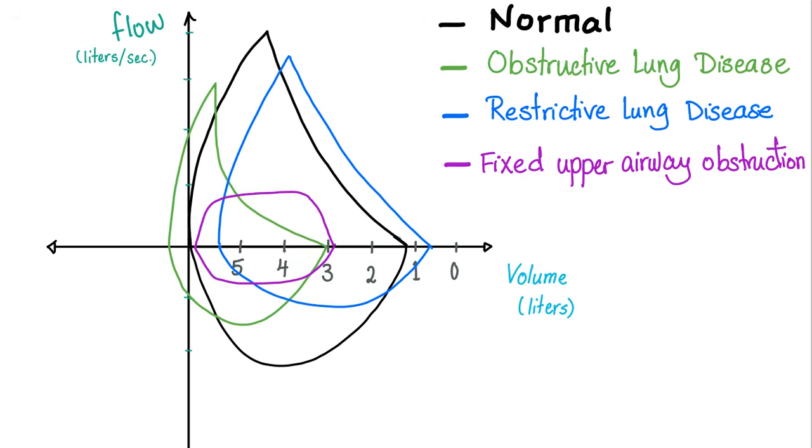If I can summarize this entire lecture in just one slide, here it is. Normal is here. Obstructive lung disease is here. It's going to shift to the left. Restrictive lung disease is here. It's kind of shifted to the right. Fixed upper airway obstruction is here. Everything is decreased.